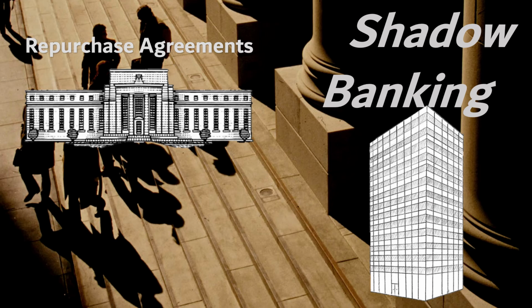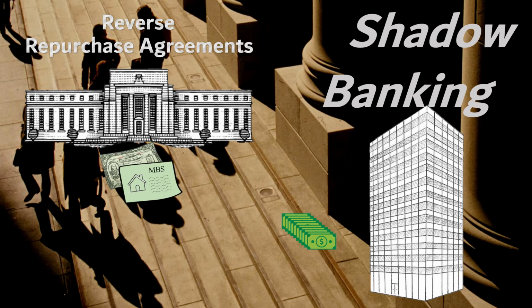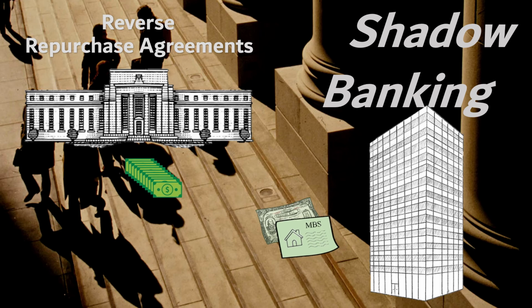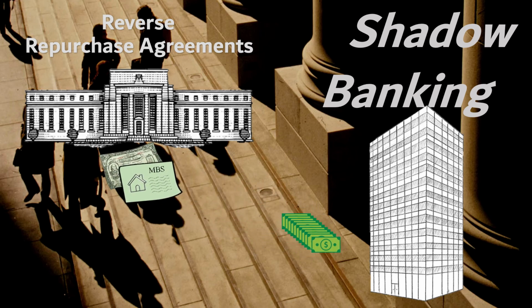If the Fed is tightening monetary policy instead, they can use reverse repurchase agreements to pull liquidity out of these banks and push up short-term interest rates. The Fed sells securities to the banks overnight and then buys them back the next day, basically reversing the process.